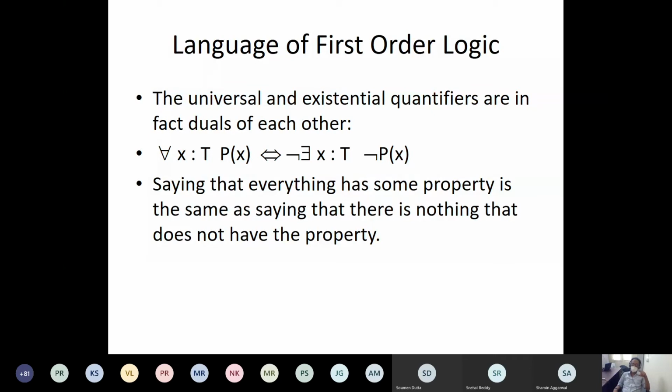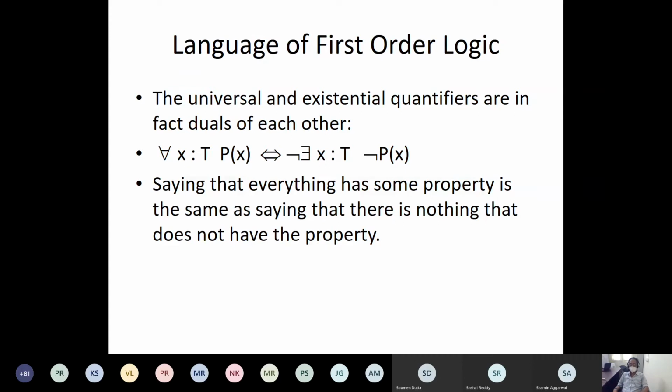Similarly, for all x of type T, P(x) is the same as not there exists x of type T, not P(x). Think about it: for all means there is no x for which not P(x) is true, which is the same as for all x, P(x) is true. Saying that everything has some property is the same as saying that there is nothing that does not have that property.